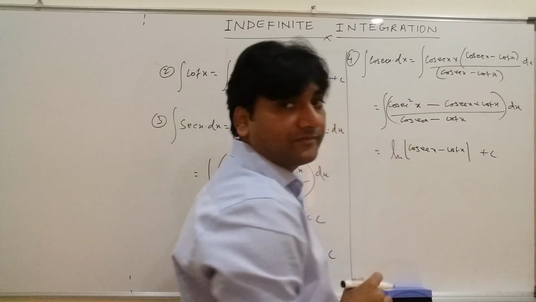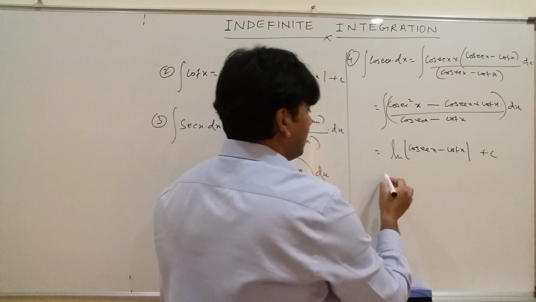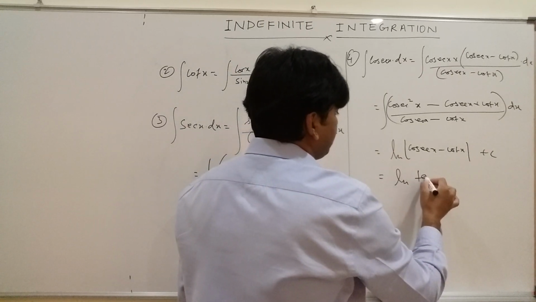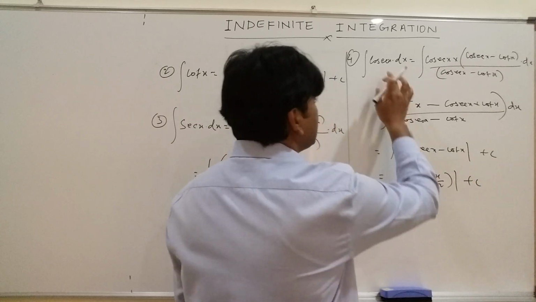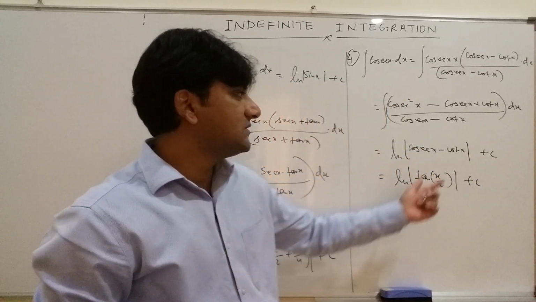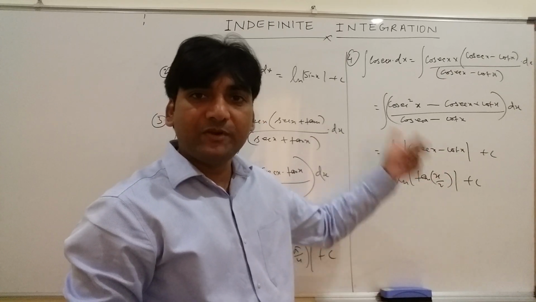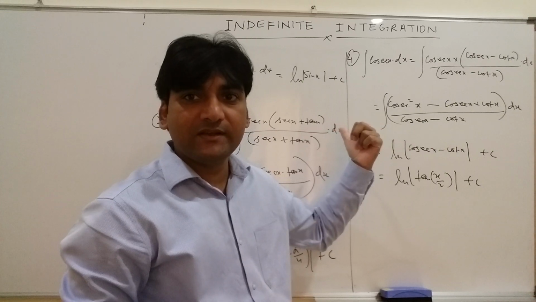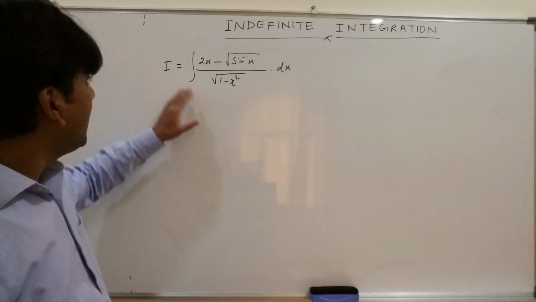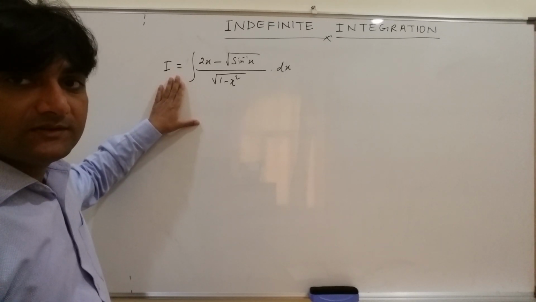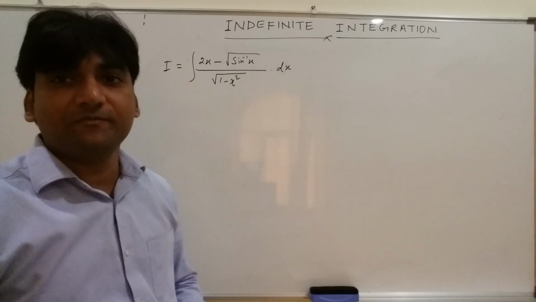I got this. Now in this, if you apply trigonometry, then you will get ln tan x by 2. So we have two formulas for the integration of cosec x: ln cosec x minus cot x, or ln tan x by 2. Previously I had given some basic formulas; in that you can add these four formulas. Okay, now we are going to learn this question which is based on substitution method.